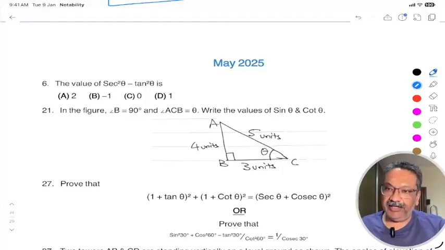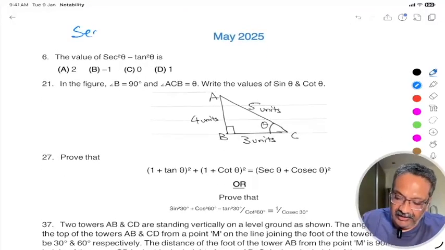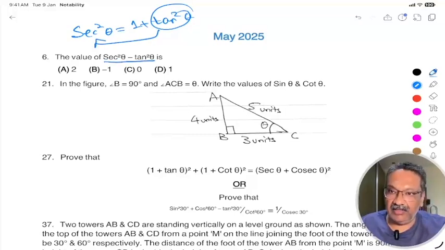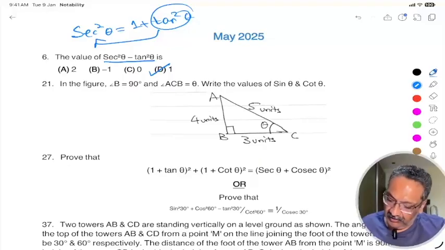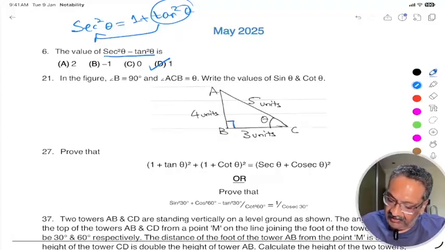Now let's come to the May 2025 question paper. The first question is very simple. We know the identity secant square theta is equal to 1 plus tan square theta. So if tan square theta comes to this side, it becomes secant square theta minus tan square theta, which is equal to 1.